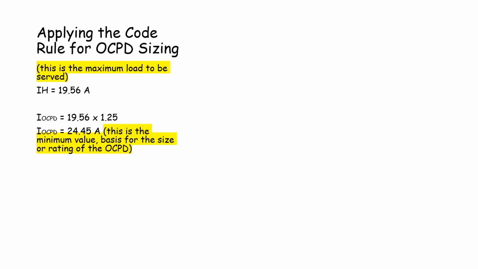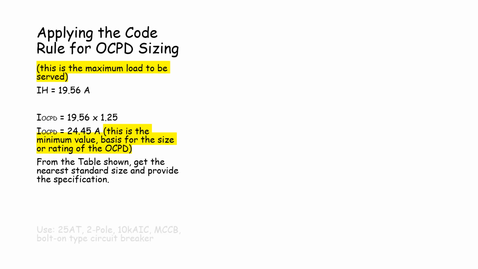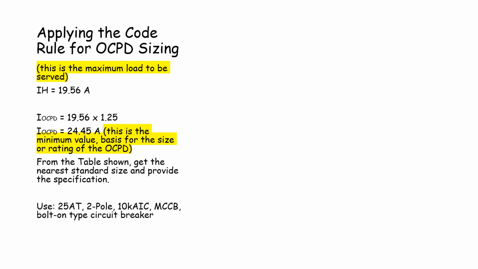Now this is the minimum value, which is the basis for the size or rating of the overcurrent protection device. So this is now our basis for selecting the circuit breaker or fuse, 24.45 ampere. From the table shown, get the nearest standard size and provide the specification. So from the standard rating of fuse and circuit breaker, we have to use 25 ampere trip, 2 pole, 10 kaik, MCCB, bolt-on type circuit breaker. This 10K means 10,000 ampere interrupting capacity. For those who are not yet familiar with this, later I will provide a video episode including these explanations.